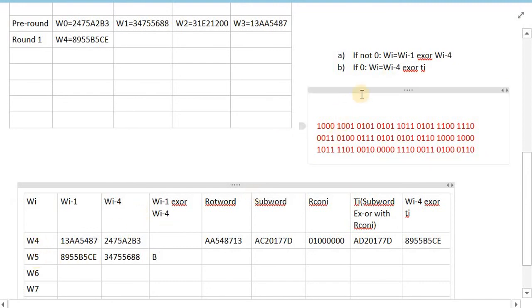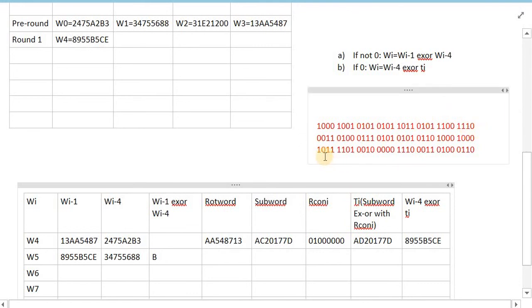The W5 value is i equal to 5. So now you can check, 5 is divisible by 4 or not. It is not divisible by 4. So the first condition is true, in which I have to perform the XOR between W(i-1) XOR W(i-4). So W(i-1) is 5 minus 1 equal to 4, means W4. What is the value of W4? That is 8955B5CA. And what is the value of W(i-4)? W(i-4) is 5 minus 4 equal to 1. So W1 is 34755688. So these are the equivalent W(i-1) value, and this one is W(i-4), and I am performing the XOR between the two, and I got this answer.